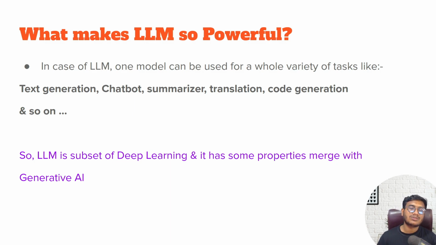But whenever we use a traditional NLP model, that means only a language model, we can only perform one specific task. Let's say you want to do language translation. For this, you have to use only a language translation model, and that model can't do code generation.